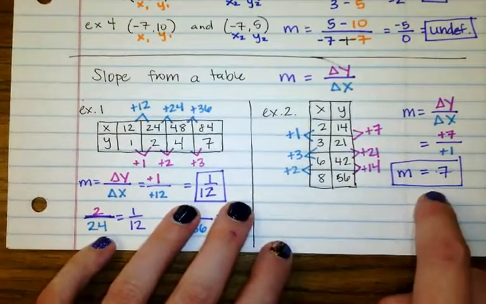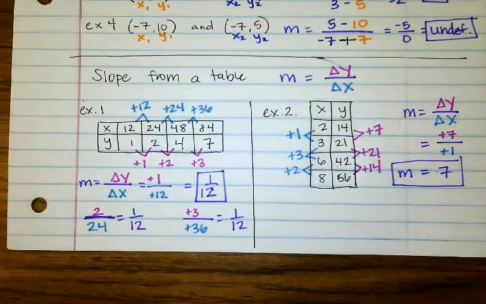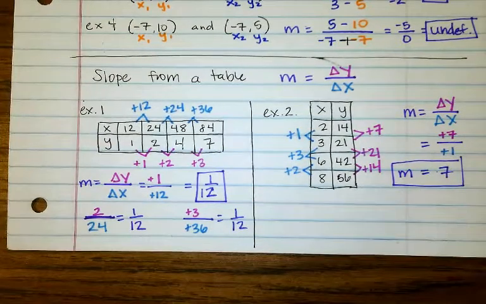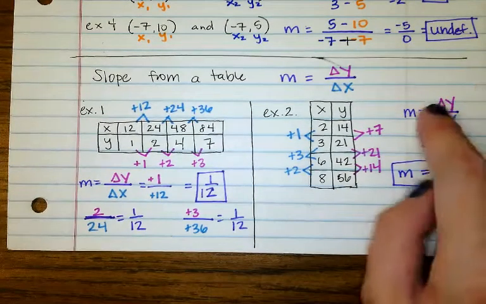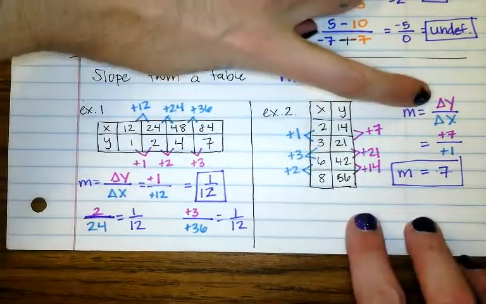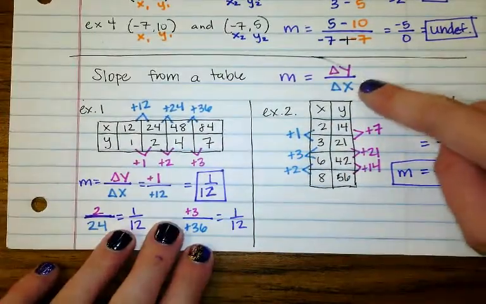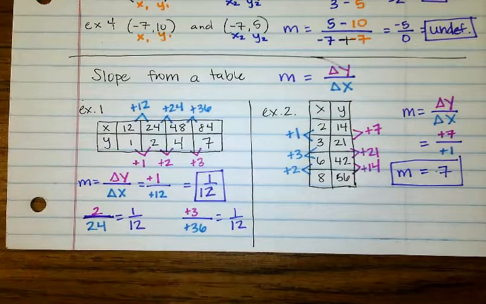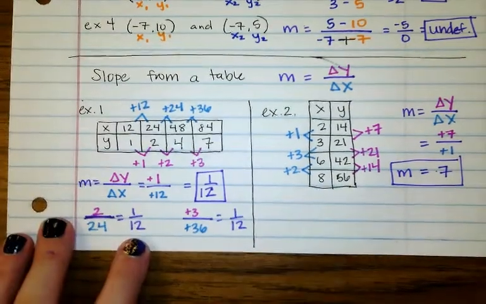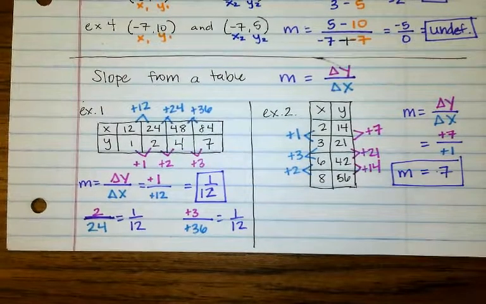The biggest thing that you have to remember is the change in your y always goes on top. The change in your x always goes on the bottom. That is one of the biggest ways that you guys accidentally mess this up, is you would do, like over here, 12 over 1 instead of 1 over 12. So guys, delta y, the change in your y, is always on top. Do you guys feel good about this? Excellent. Okay, we got a little bit more to do.